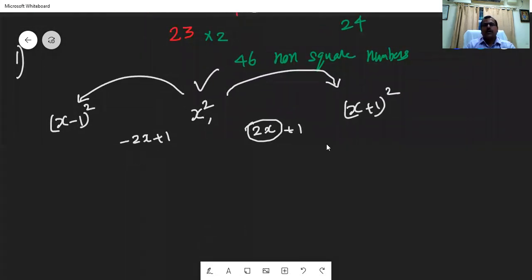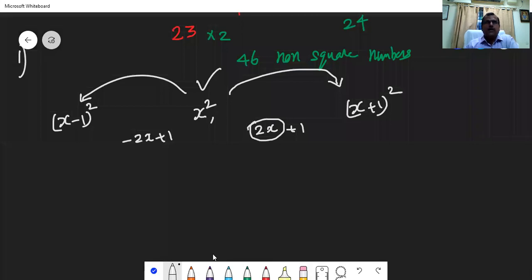With the help of that, we can find it. Now I will give one square number. Will you please find the next square number? Let's try to check. I give a number.